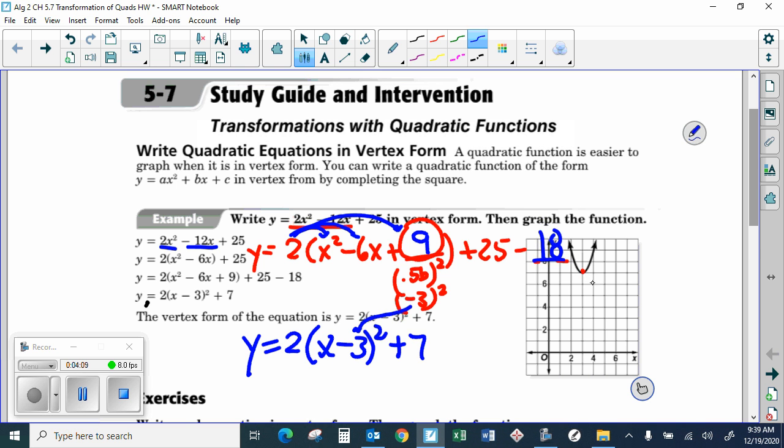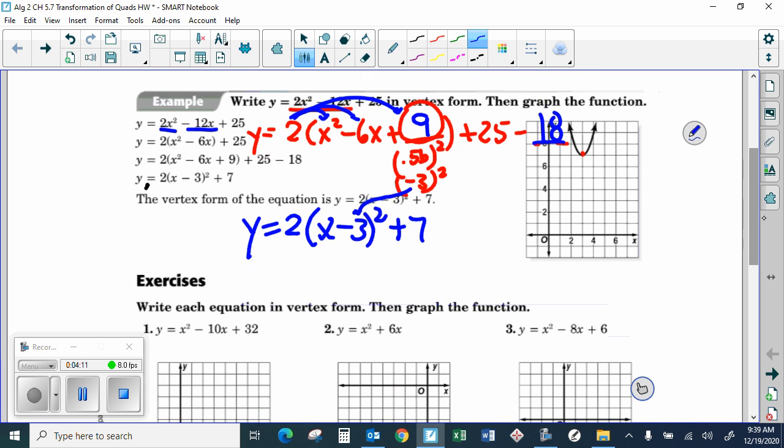So the vertex now, it's always opposite here and same here. So the vertex is 3 comma 7, and that's what we see right here, 3 comma 7. Remember, the shape of the graph comes from the y equals 2x squared.